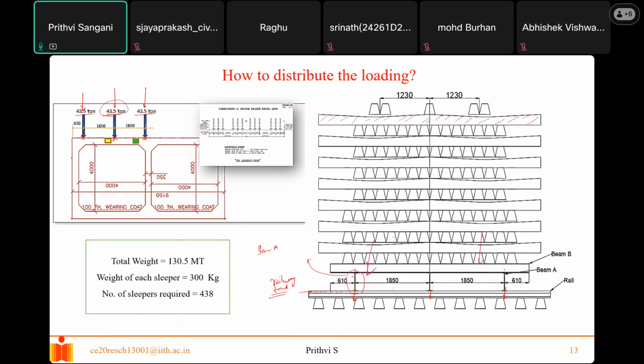We can put 438 sleepers in any order, but we wanted to do it in a sequential order so that we have the right division of the forces, and each support gives the same kind of support reaction. That was ensured.